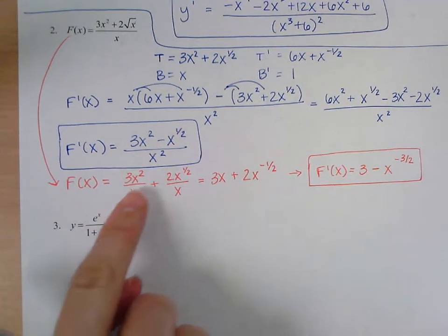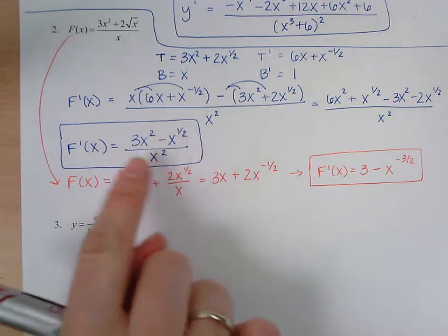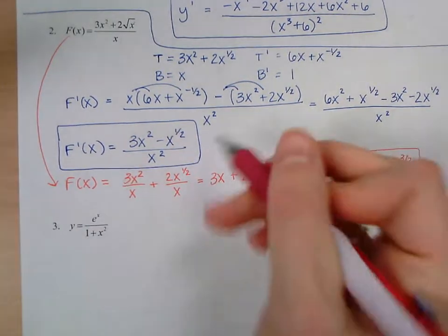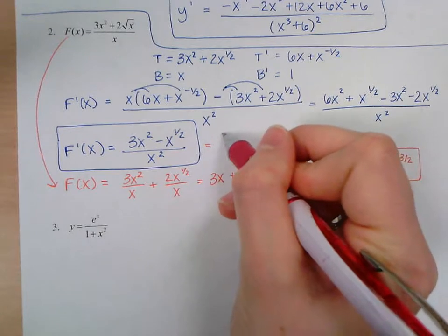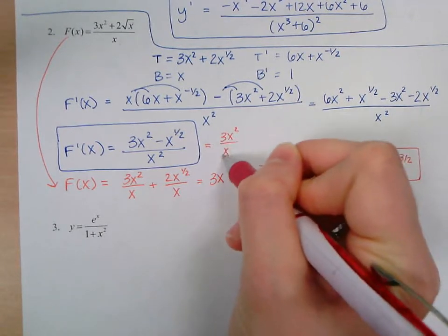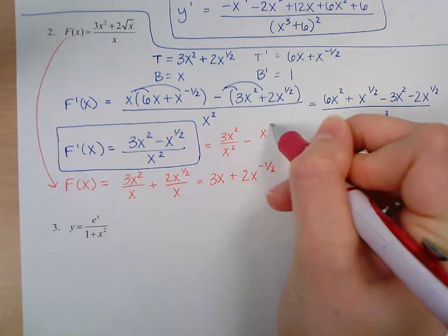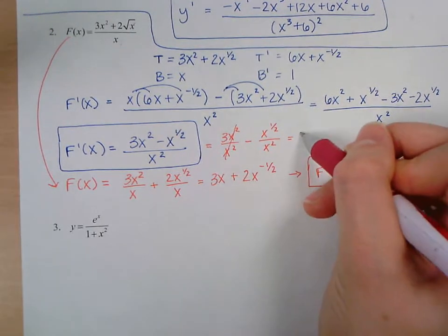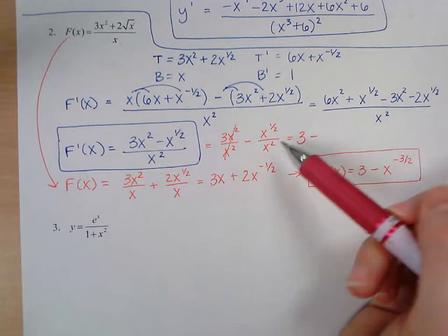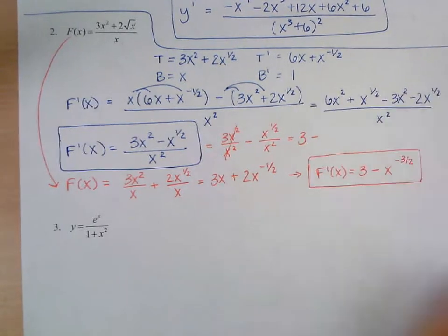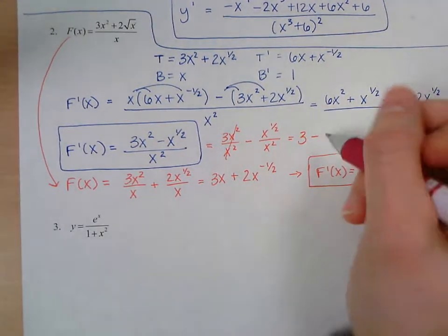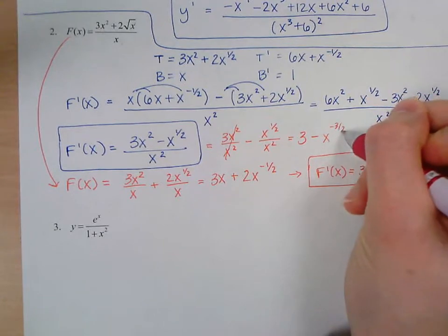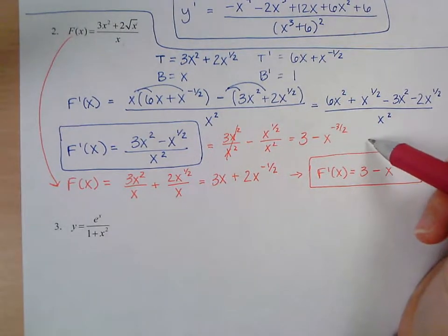However, if I now apply this simplifying idea here, I'd have 3x squared over x squared minus x to the 1/2 over x squared. Here the x squareds cancel, I just have 3 minus, 1/2 minus 2 is a negative 3/2, x to the negative 3/2. I have the same thing.